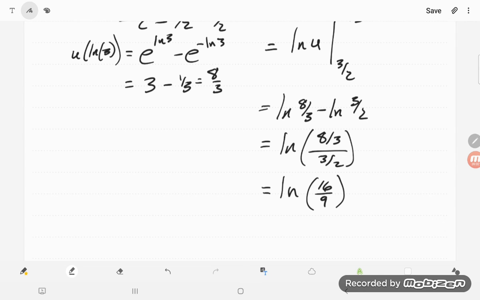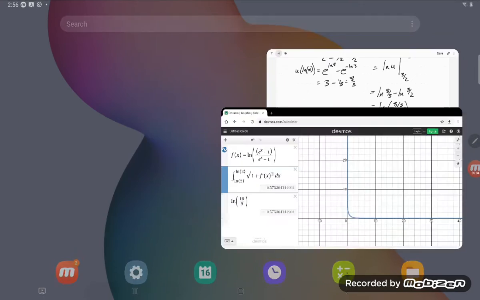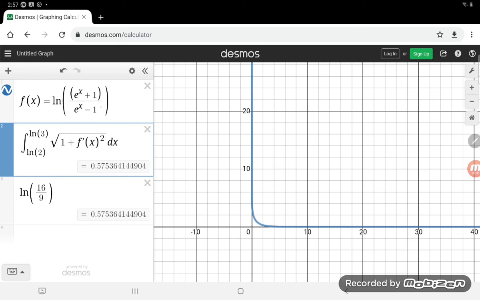Natural log of 16 over 9. So I put our function into Desmos, did the arc length integral, and got 0.575. And when I took the natural log of 16 over 9, I also got 0.575. So there is our answer.